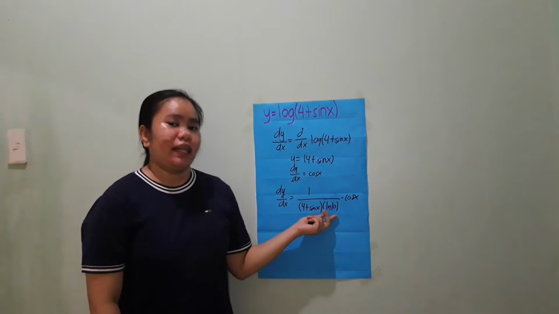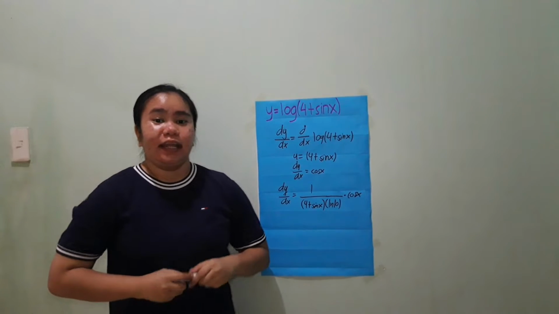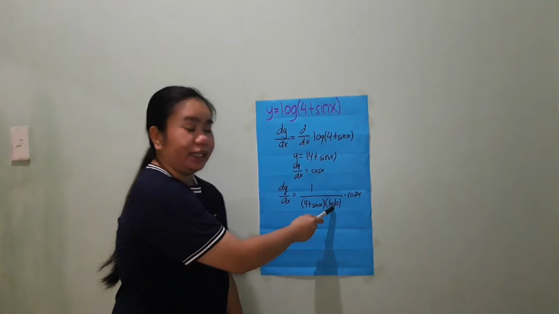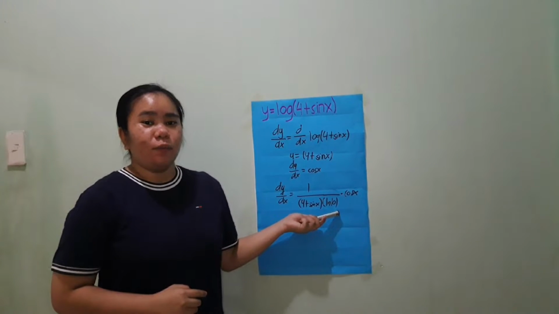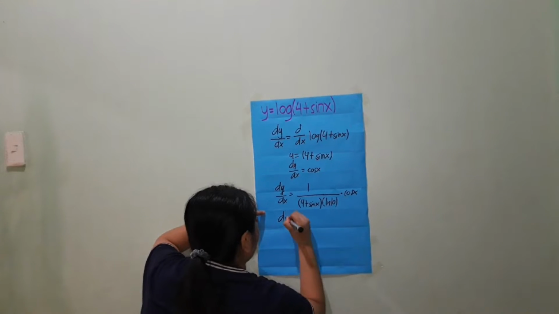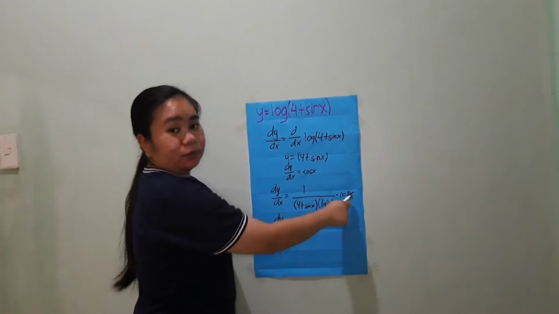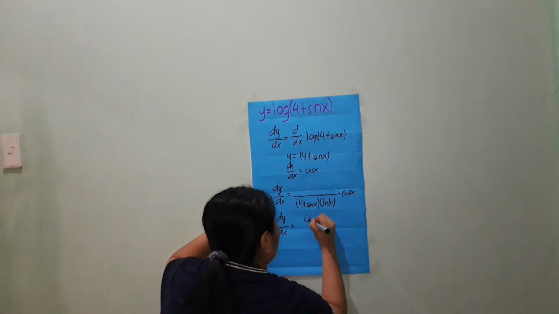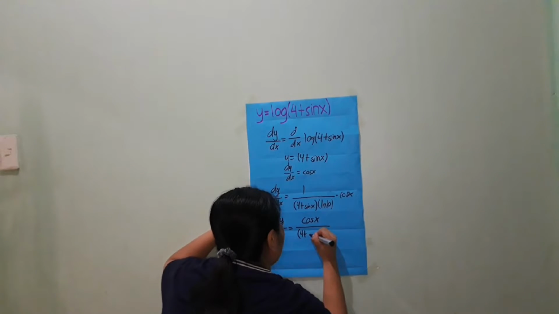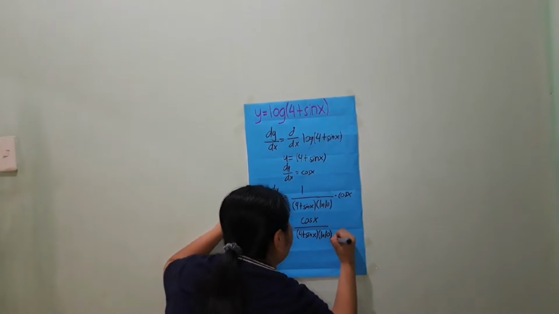Bakit gumamit tayo ng ln of 10? Since walang base ang ating given, di ba, understood na dapat magbibigay tayo ng base, which is the 10. So, magkakaroon tayo ng final answer na dy all over dx is equal to 1 times cos x is equal to cos x all over 4 plus sine x times ln of 10.